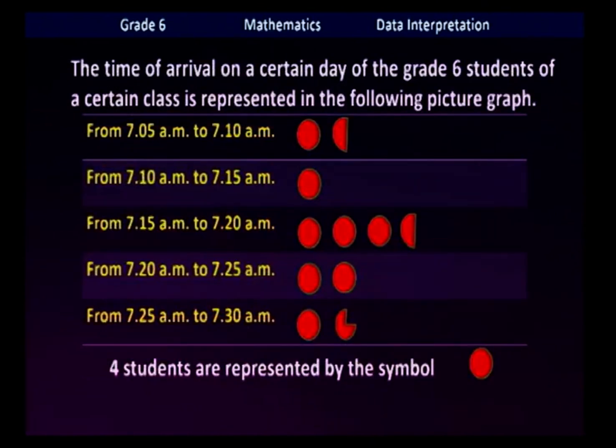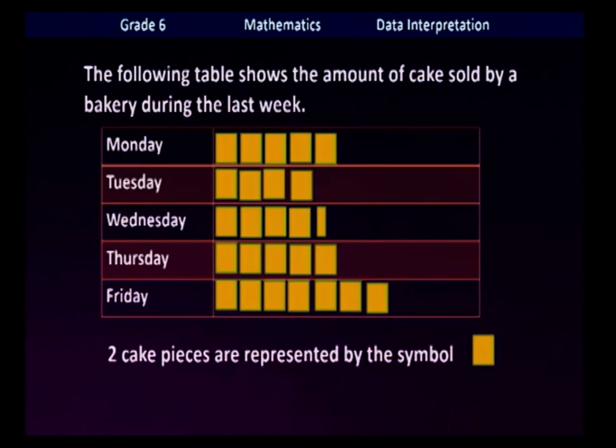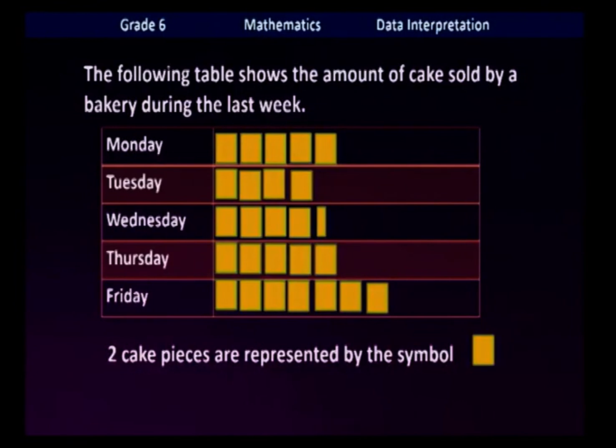Okay. Next question from Umali. How many pieces of cake did they sell in total? We have to take the total. Okay. What is the answer to get the total? First of all, tell me how many symbols are there. Shenara.